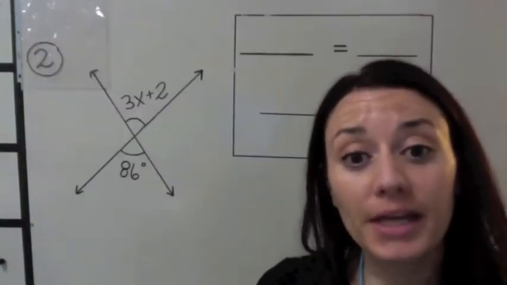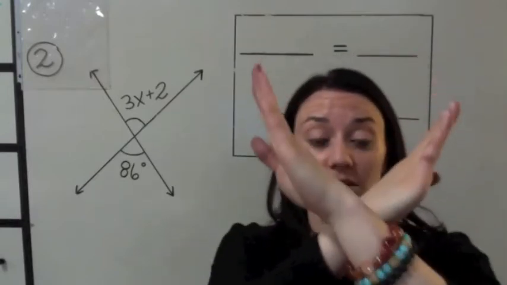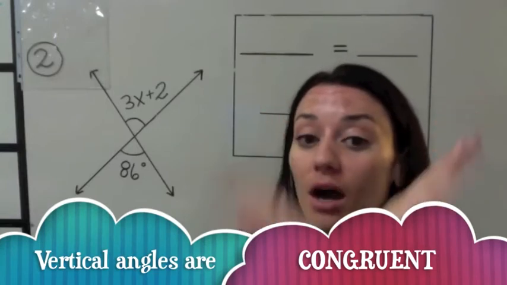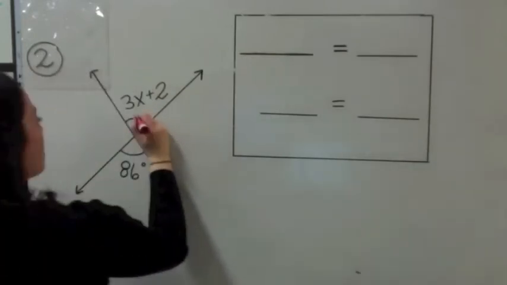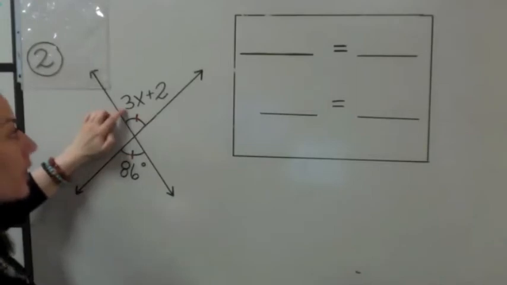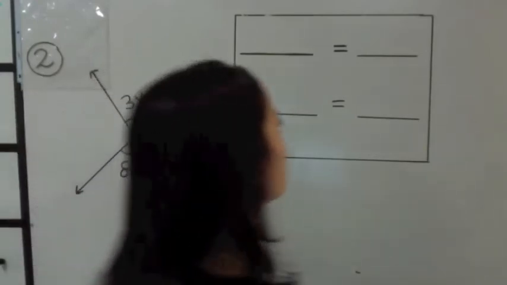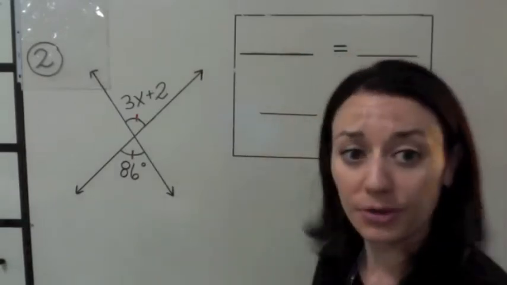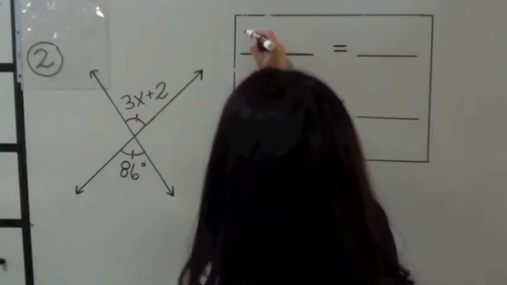Now let's try number 2, okay? What do you see? You see vertical angles. What do you know about vertical angles? Say, vertical angles are congruent. They're what? Congruent, which means that this angle is going to equal this angle. Another way of saying it is 3x plus 2 equals 86. So all we're going to do is take the 2 angles that are equal to one another and create an equation. So let's write 3x plus 2.